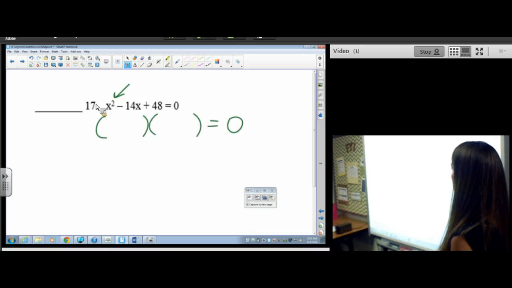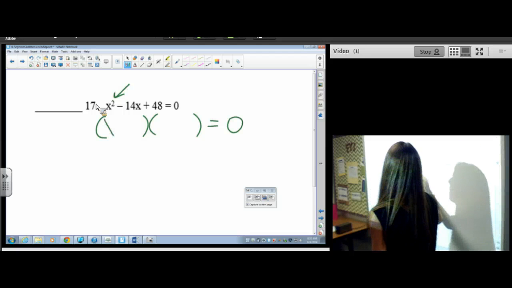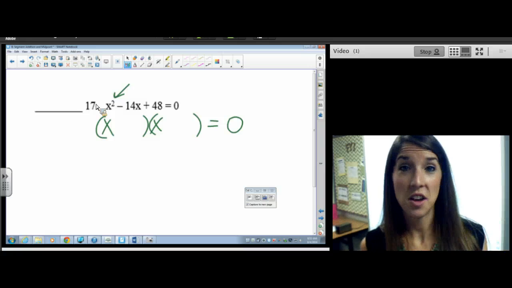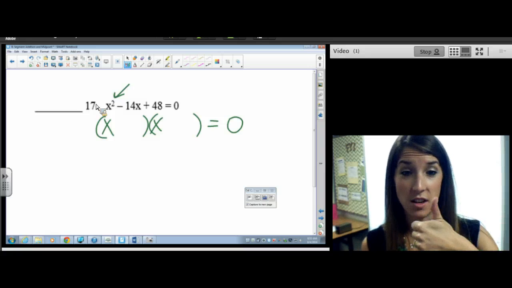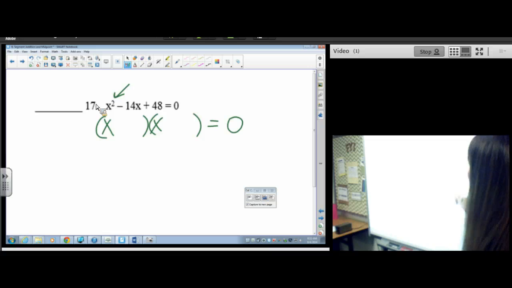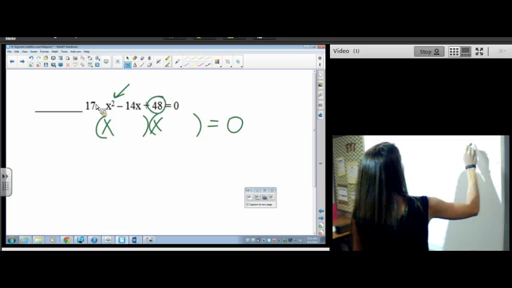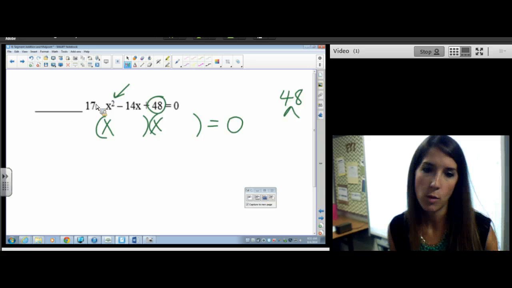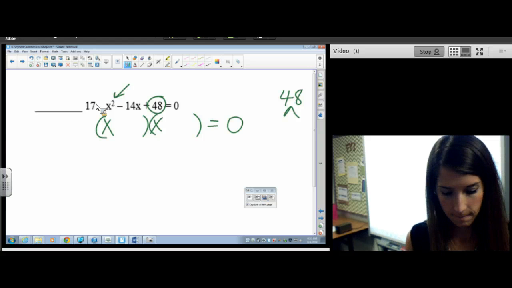So we start our parentheses. This one we are in luck because it does not have a leading coefficient. The leading coefficient is 1. So that is good news, okay? So now we can just take this last number and we go off to the side and we brainstorm things that multiply to get 48.